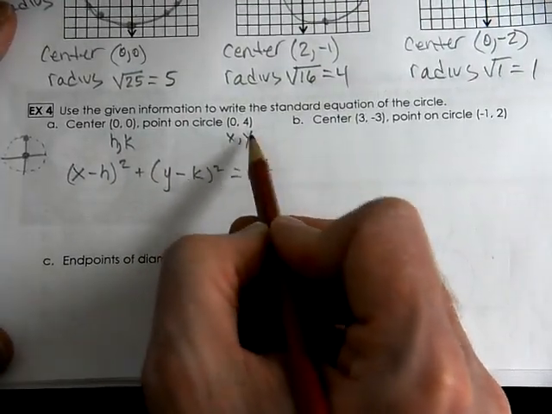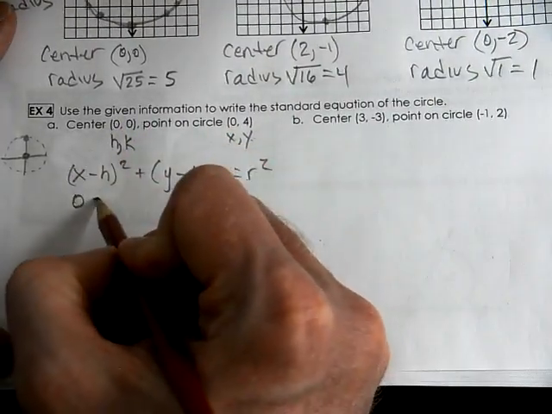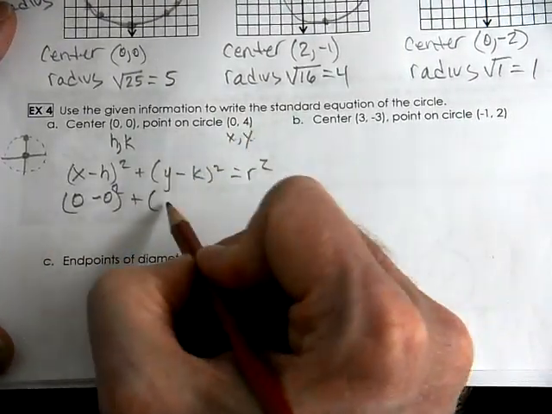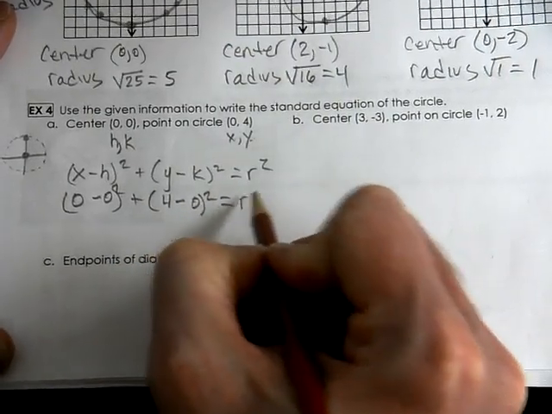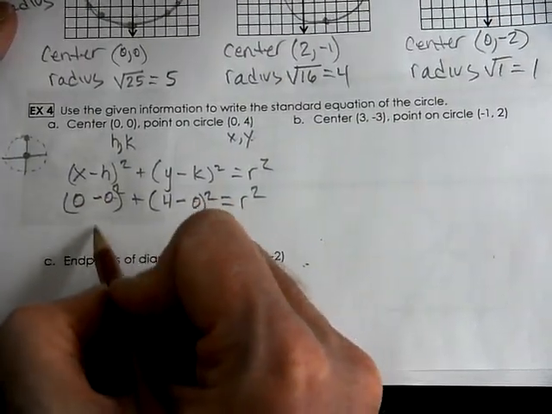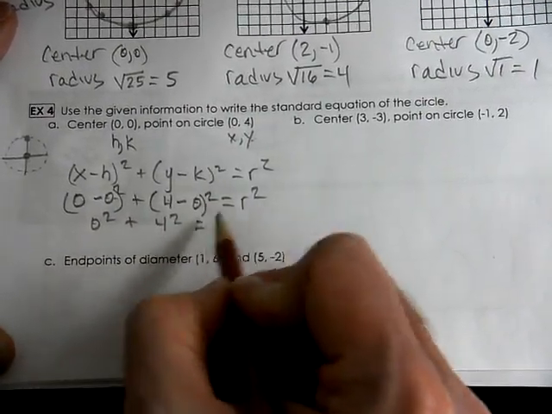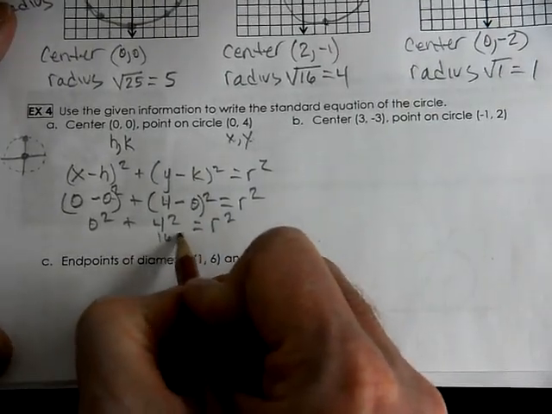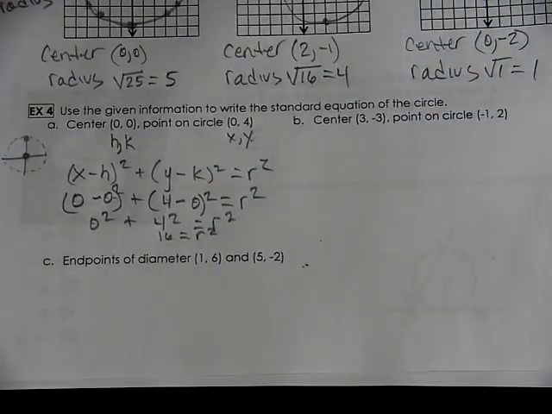We're going to plug in the x and the y, 0, then we're going to minus the h, and we're going to plug in the y, minus the k. That gives me 0 squared and 4 squared, which equals 16. So I know that r squared is 16. And in fact, that's all I need to know.